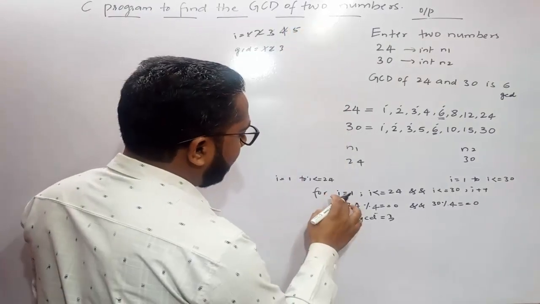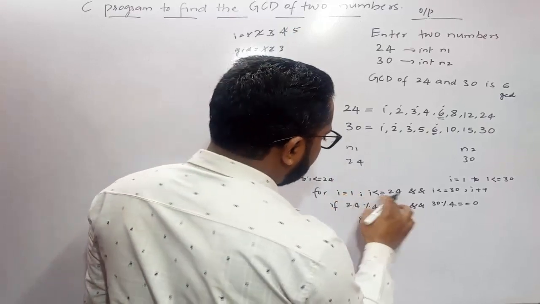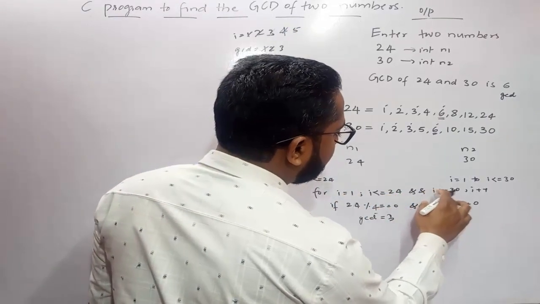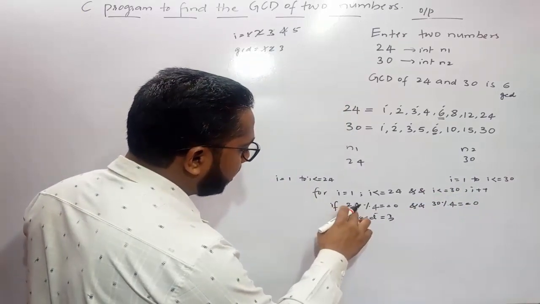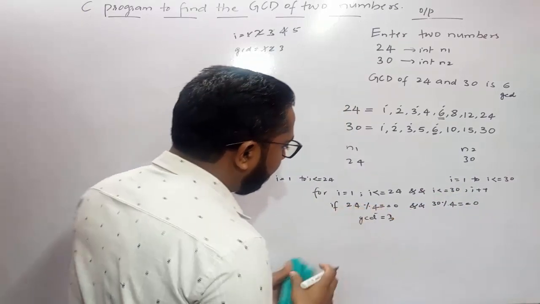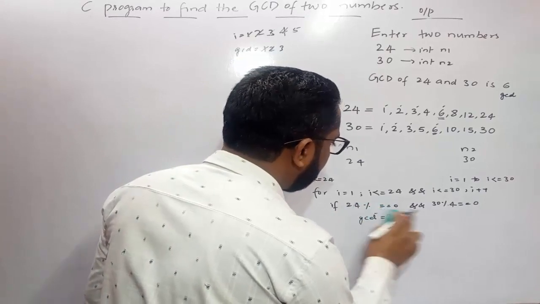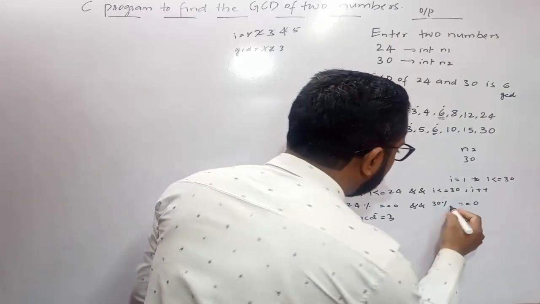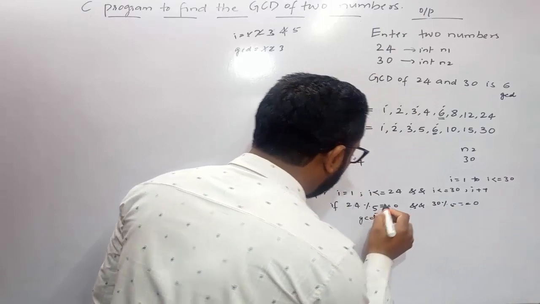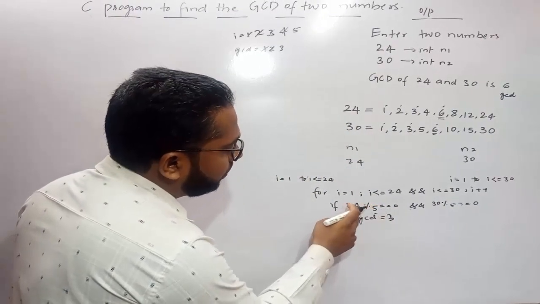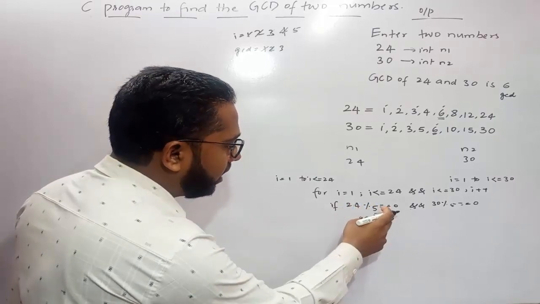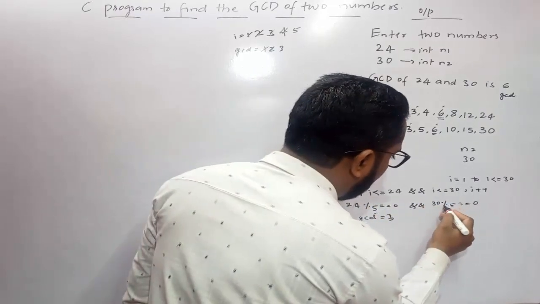For the value of I equals 5, 5 is less than or equal to 24. Yes. 5 is less than or equal to 30. Yes. Control will come inside the for loop to check for this condition: 24 mod 5 and 30 mod 5. Now I cannot divide 24 by 5. This will give me a remainder, but the other will not give me a remainder.